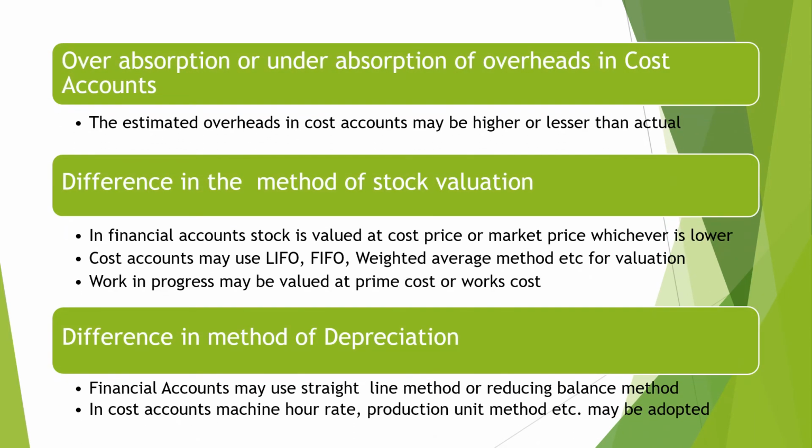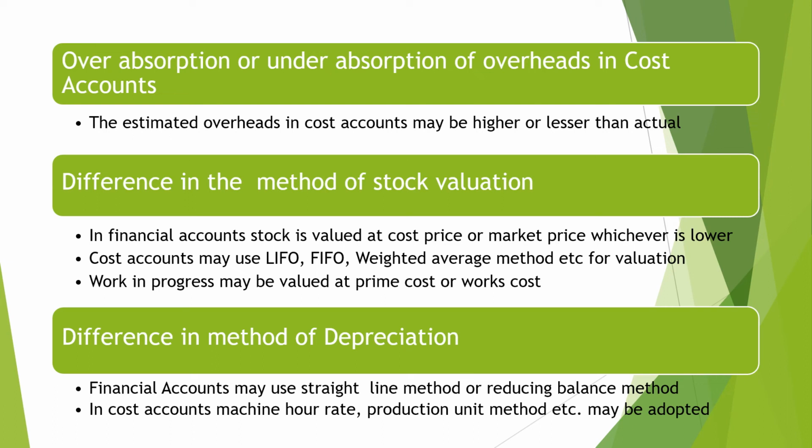Now let us discuss overheads. In financial accounts, actual overhead cost incurred is taken into account, whereas in cost accounts, overheads are charged to cost units at a predetermined rate. It may happen that overheads recovered are different from actual overheads incurred. If the difference in the amount of overheads is not charged to the costing profit and loss account, it will have an effect on the profit. And in such circumstances, adjustments become necessary.